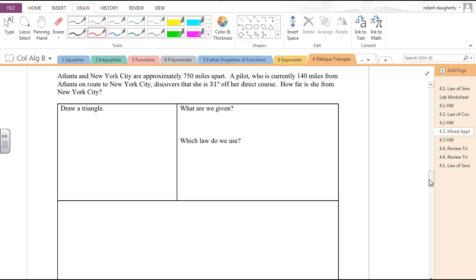Atlanta and New York City are approximately 750 miles apart. A pilot who is currently 140 miles from Atlanta discovers that she is 31 degrees off of her direct course. How far is she from New York City? If this is Atlanta, this is New York City. Normally I would just fly a straight line. How far would that straight line be? 750 miles. But this pilot flies 140 miles. And how far off course from getting to New York? 31 degrees.